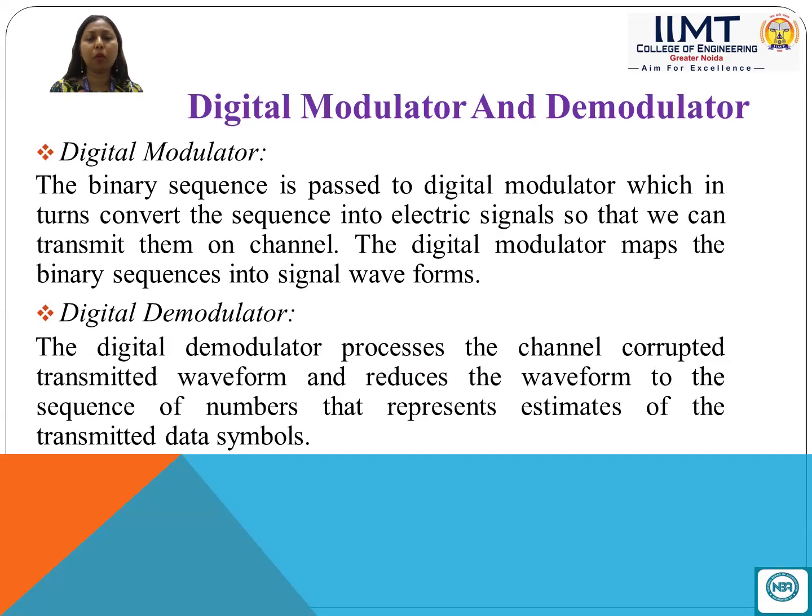Then digital modulator and demodulator. In the digital modulator, the binary sequence is passed to the digital modulator, which in turn converts the sequence into an electric signal so that we can transmit it on the channel. The digital modulator maps the binary sequence into digital waveforms. The digital demodulator processes the channel-corrupted transmitted waveform and reduces the waveform to a sequence of numbers that represents estimates of the transmitted data signal.